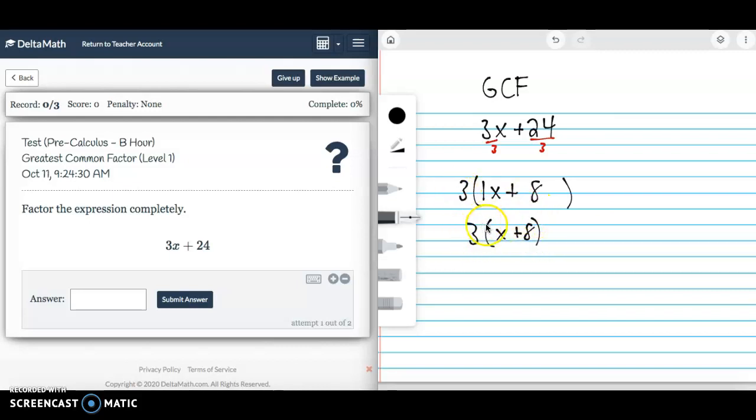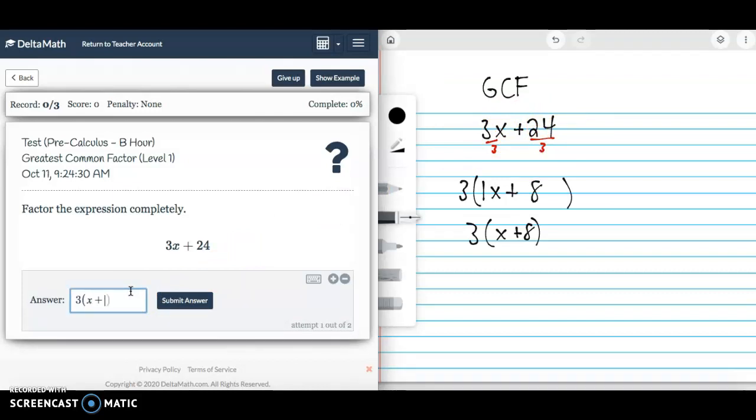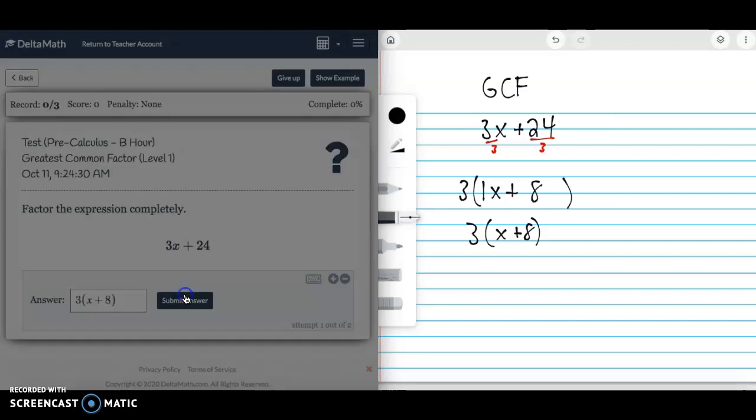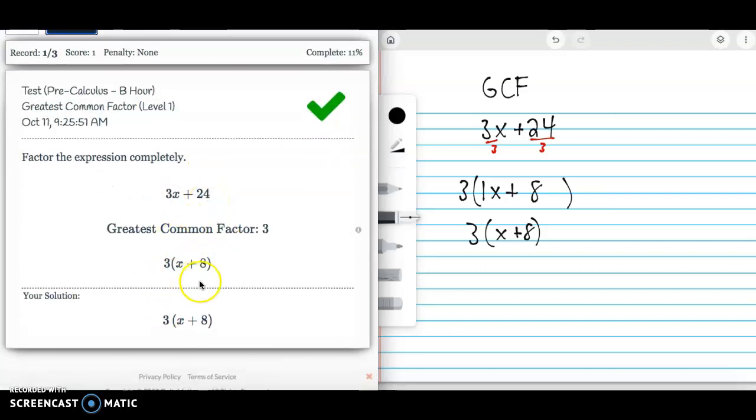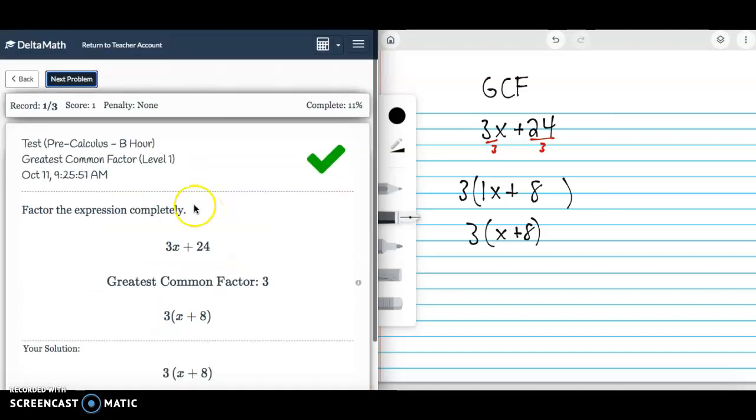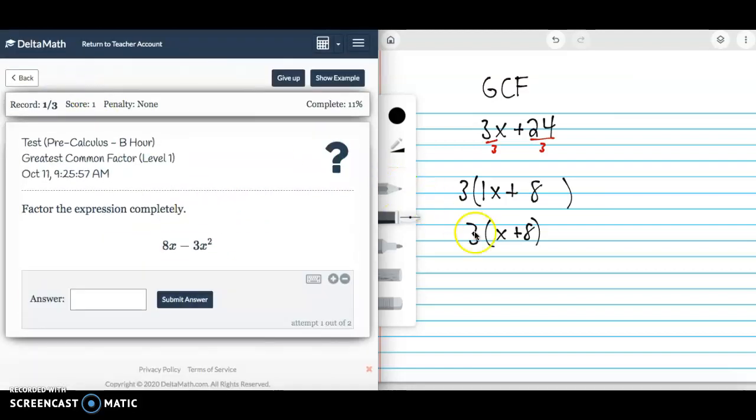To figure out if you did it right, you can always double check by distributing the 3 again and making sure you got what you started with originally. So if you would like to do that, you're more than welcome to. And obviously they give a really good explanation here. All right, let's try another one.